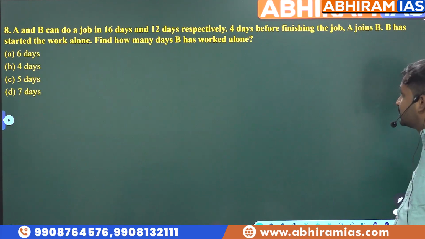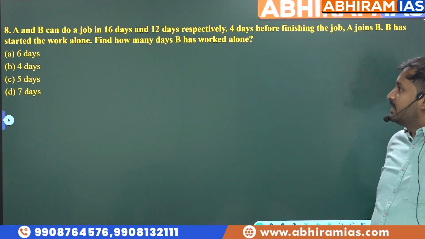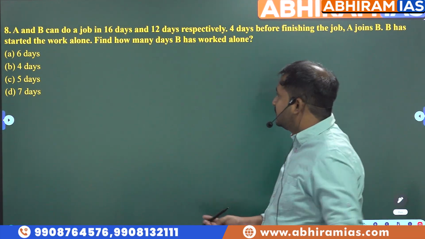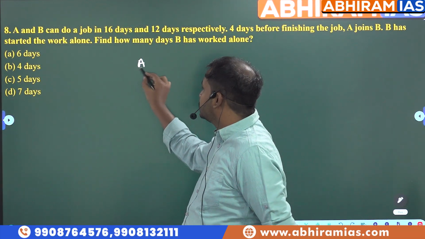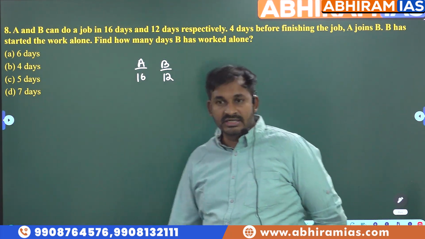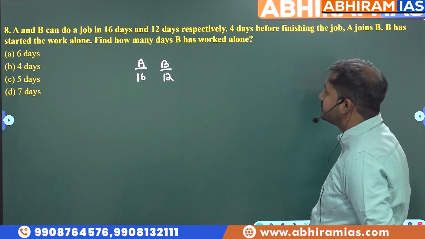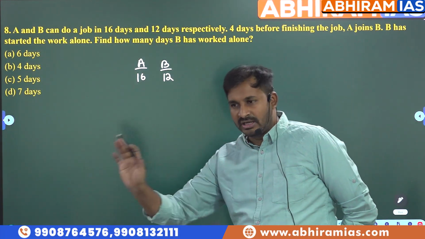Okay, right. Next one. Now see here. A and B can do a job in 16 days and 12 days respectively. So A can do the job in 16 days, B can do the job in 12 days. 4 days before finishing the job, A joins B. B has started the work alone. Okay, that is the story.